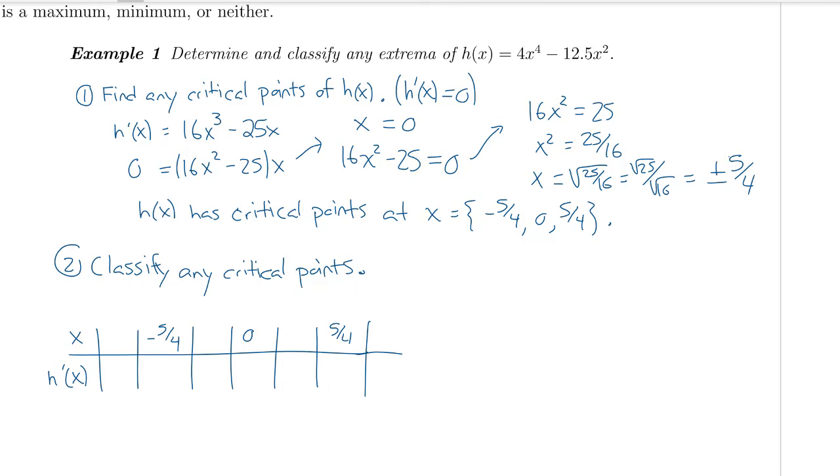So we have an extra space to the left and the right, and we'll choose test points there. Now at these critical points, by definition, the derivative is 0. So we already have the derivative values there.